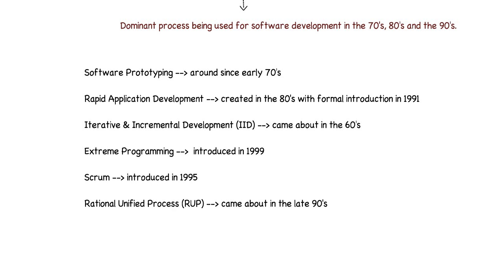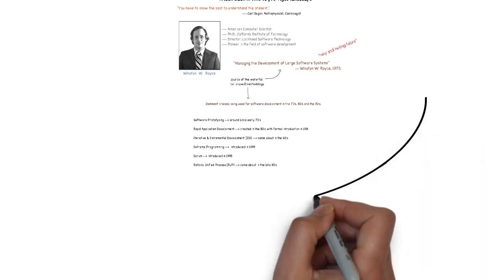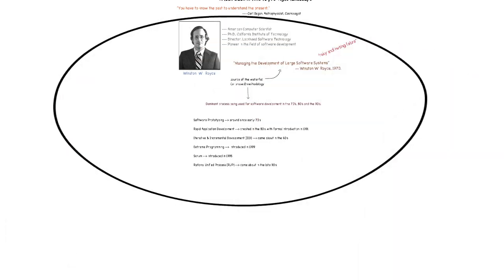So even though there were other processes in existence around this time, the most common process being used in this time for building software systems was the waterfall methodology, also known as the phased development process or methodology. So that is a brief history of the birth of the waterfall development process.